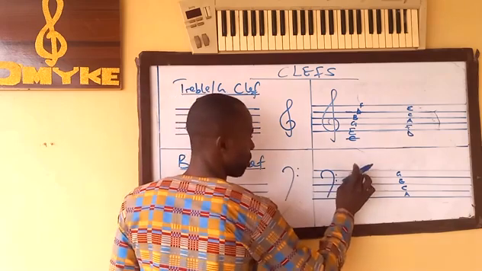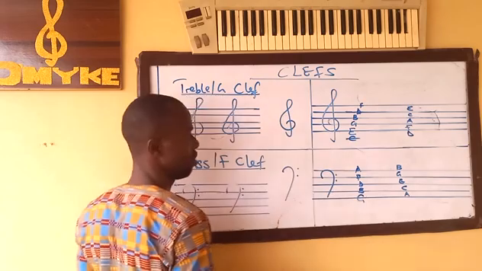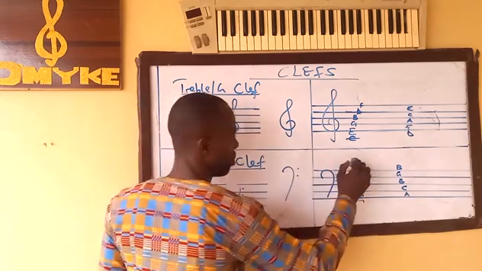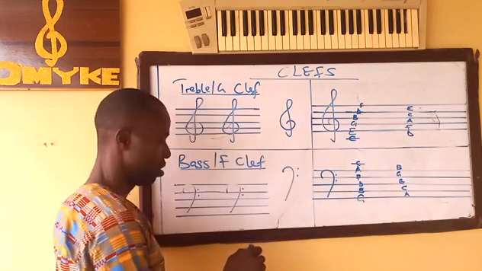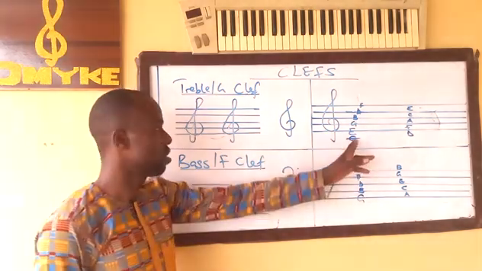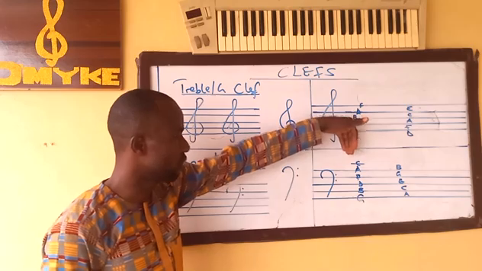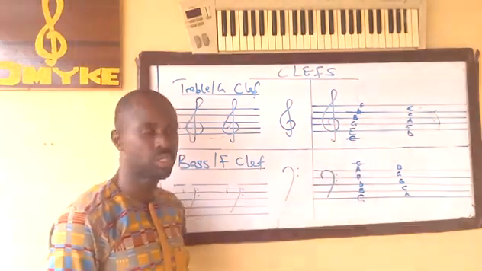Now, since this line is A, that means there must be a B in this space up here. And the ledger line up on this one is C, which is the same thing as this C. The first ledger line below the treble stave, the first ledger line above the bass stave.